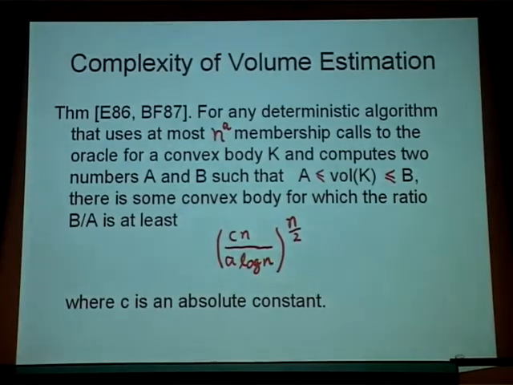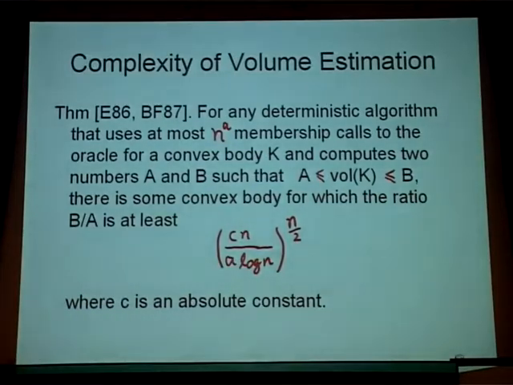For volume, the starting point was actually this very interesting lower bound that came up after optimization was known to be solvable in polynomial time. The lower bound says the following, due to Elekes, strengthened by Barany and Furedi: take any deterministic algorithm that uses at most n to the a membership calls to an oracle for a convex body, where a is just a parameter, it doesn't have to be a constant. So it's asking n to the a times, is this point in the set or not? And then it computes 2 numbers and claims that the volume lies between those 2 numbers.